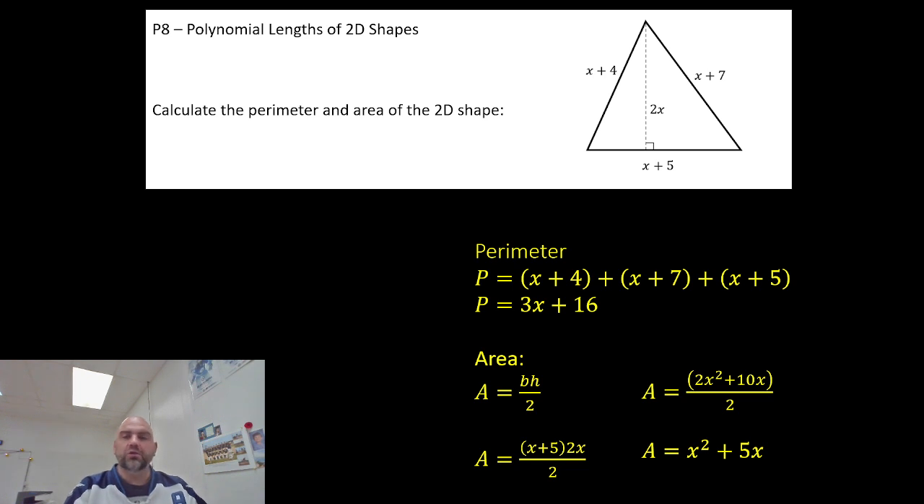So that's the way that we can use polynomials to find perimeter and area of a 2D shape, specifically here a triangle.